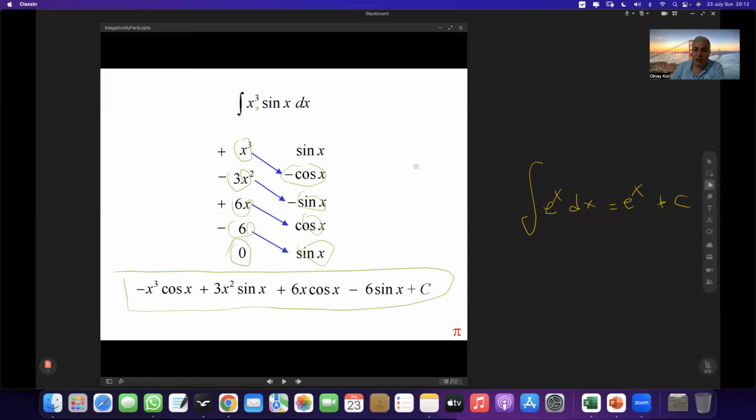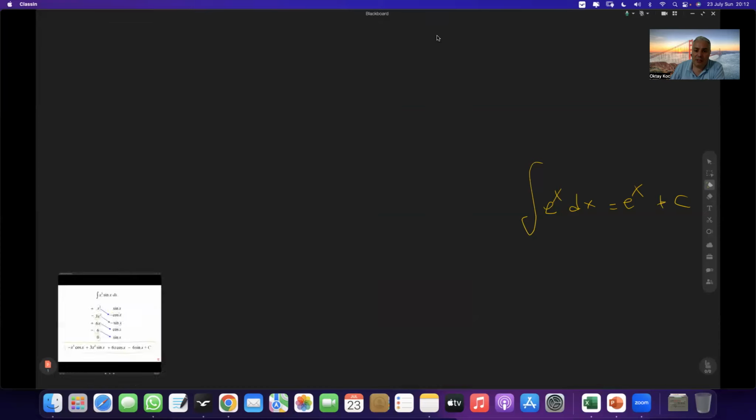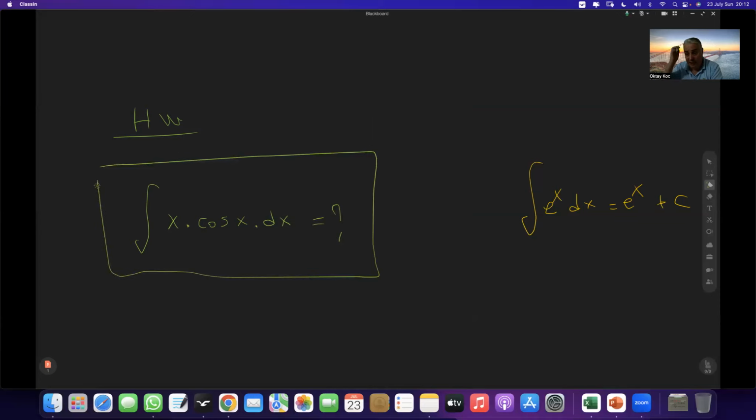Okay, now I want to give you just one homework, and when you finish it, please email me and I will check it and give you feedback. Your homework question is this one: the integral of x times cosine of x dx. I want you to solve this question and email it to me. I hope everything is clear. If there's something, please feel free to ask me.